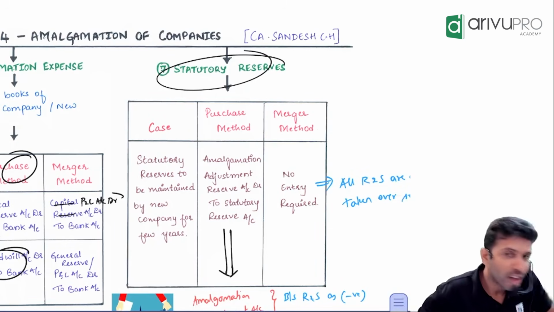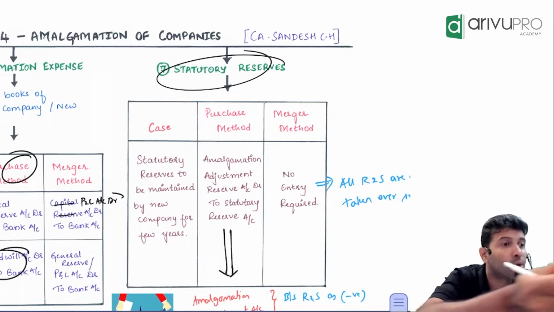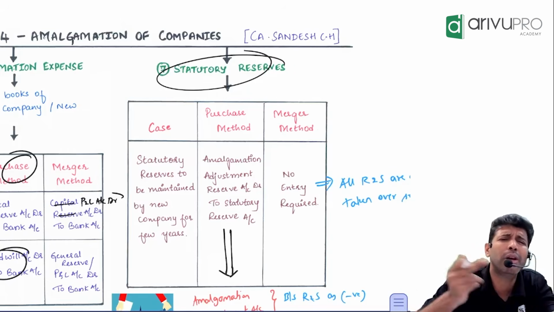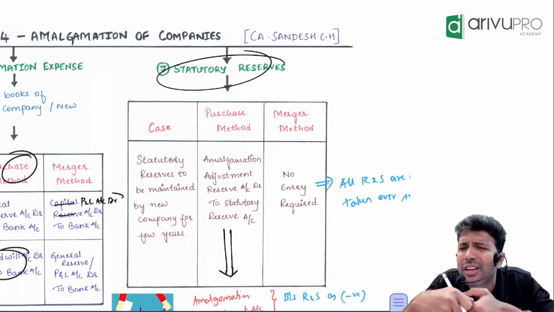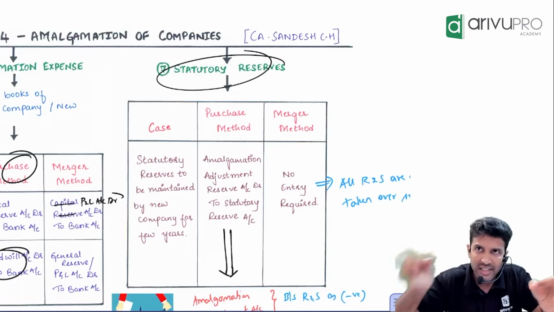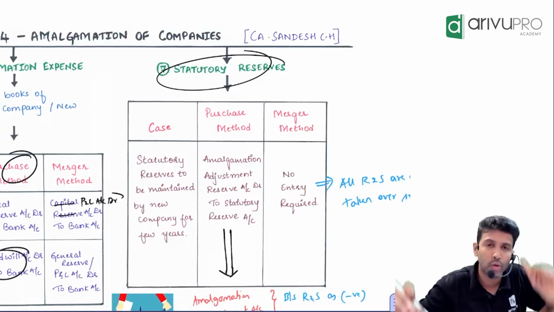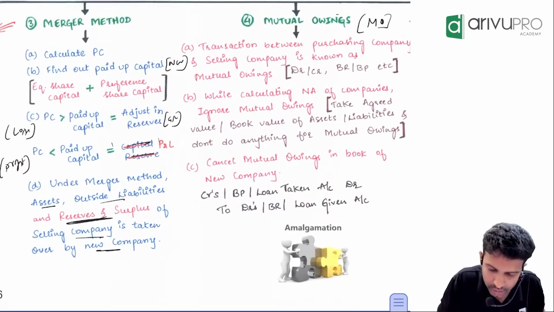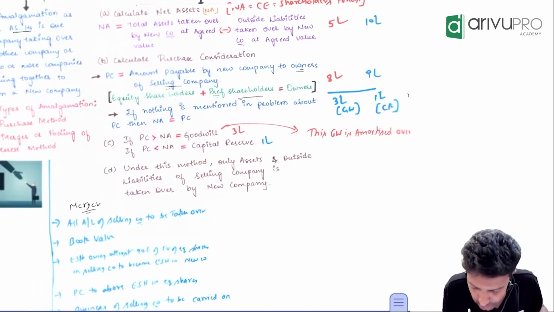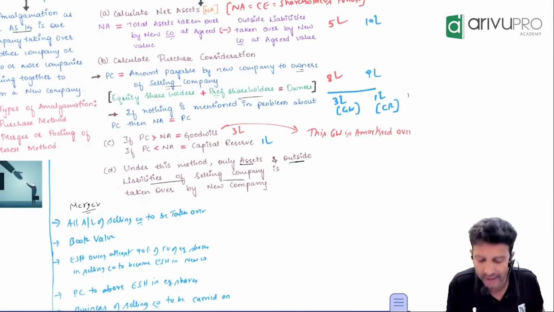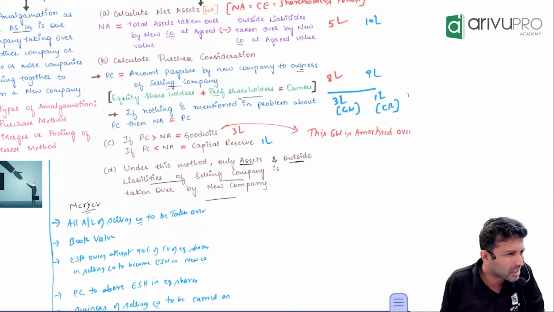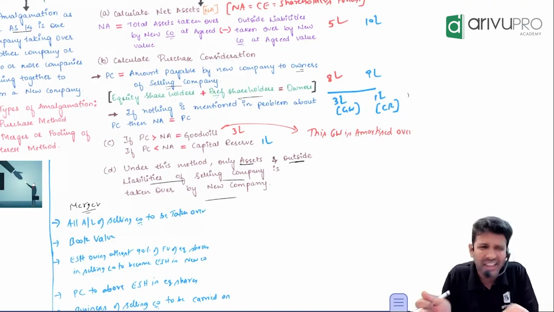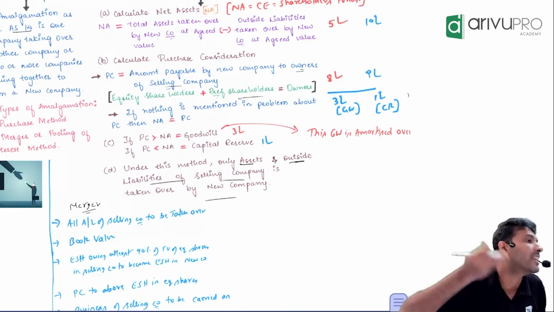Nothing. You can take over assets, you can settle liabilities. What will you do with share capital and what will you do with reserves? Nothing. So if it is an actual business purchase, you only take over assets and liabilities. If it is merger method, it is just reshuffling. In reshuffling, you can also take over reserves.